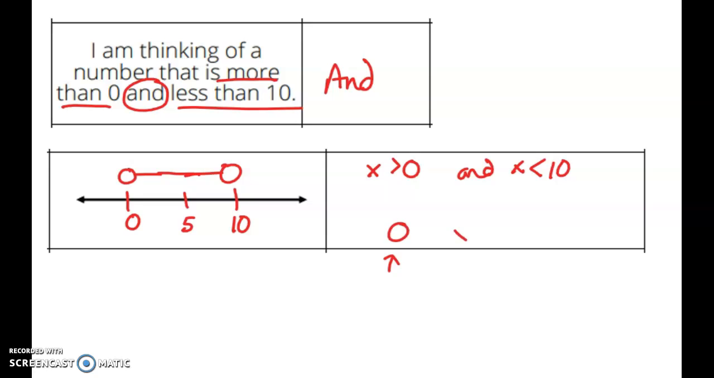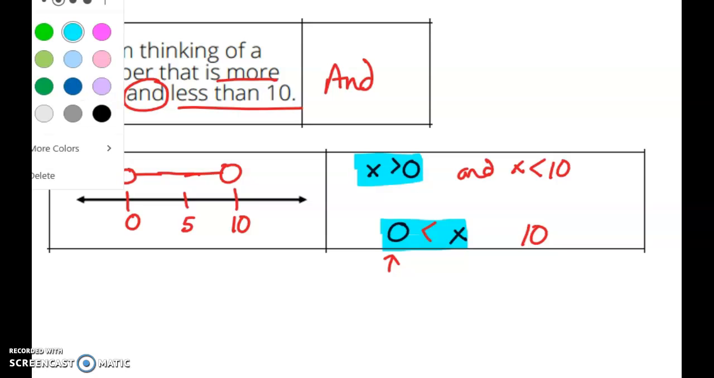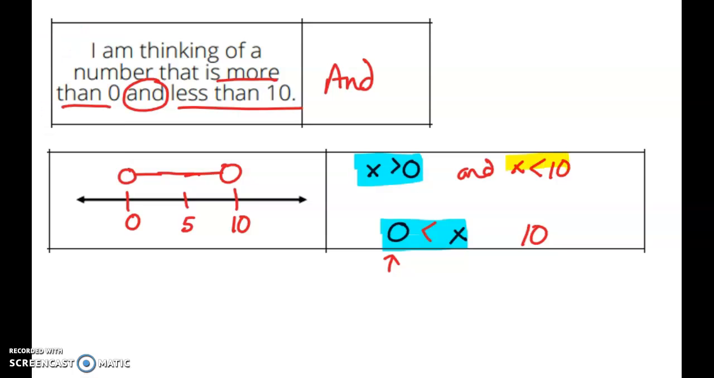We need to draw them in number line order. So the 0, then the X, then the 10. So if you look at this, X is greater than 0. The symbol, the opening, is towards the X. It opens towards the X. So if I draw it like this, that opens towards the X. Now let's look at the other one. So X is less than 10. So I need to draw that right here. The opening of that symbol between X and 10, it's open towards 10. So it stays open towards 10. And that is how I write them together.